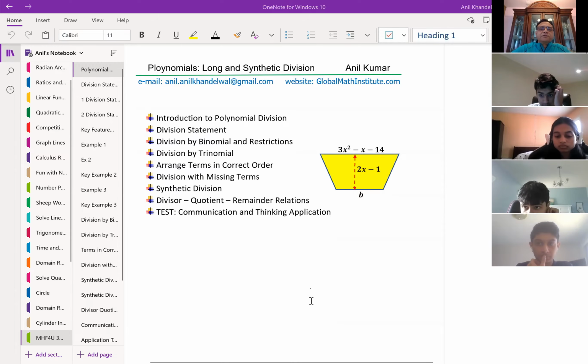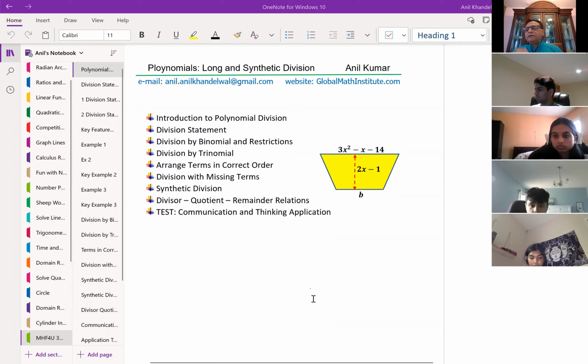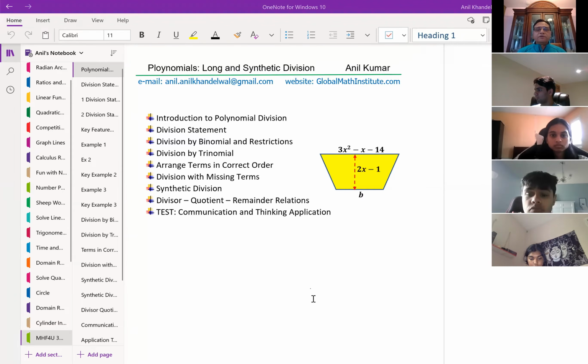Introduction to polynomial division, division statement, division by binomial and restrictions, division by trinomial, arrange terms in correct order. That is a very important key thing when we divide polynomials. And we'll also see how we divide polynomials when some terms are missing. We'll look into synthetic division, which is kind of a shortcut method of long division. And we'll understand questions related to divisor, quotient, remainders, right? We'll also discuss some communication and thinking questions in today's lesson.